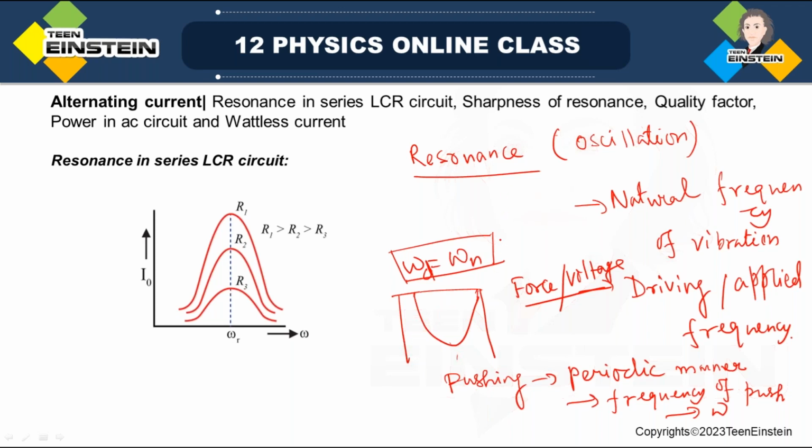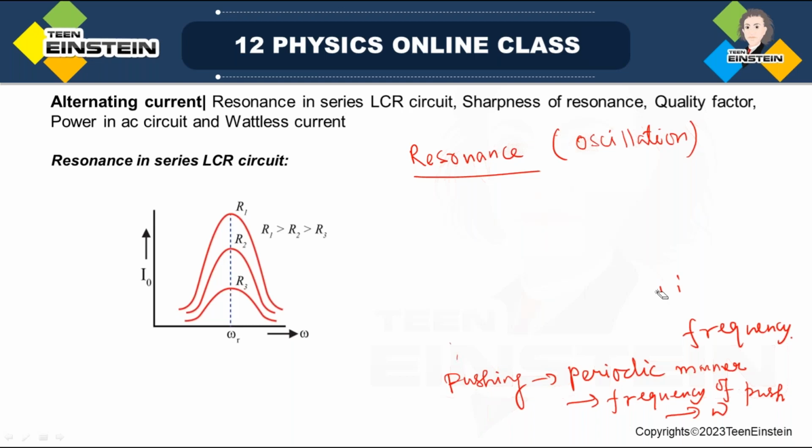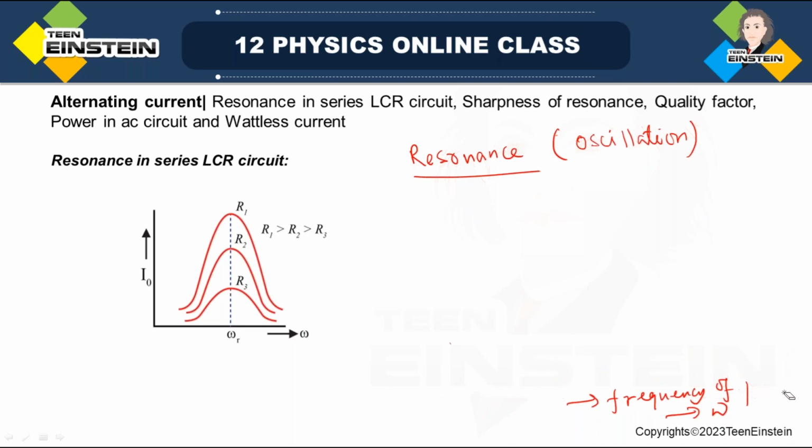So I had just recapped what happens in the case of oscillations in mechanics. Here also it is the same thing. An LCR circuit has its own natural frequency of oscillation, that means it has a tendency of oscillation. Now when we apply an external AC voltage, there is a frequency in the AC voltage.